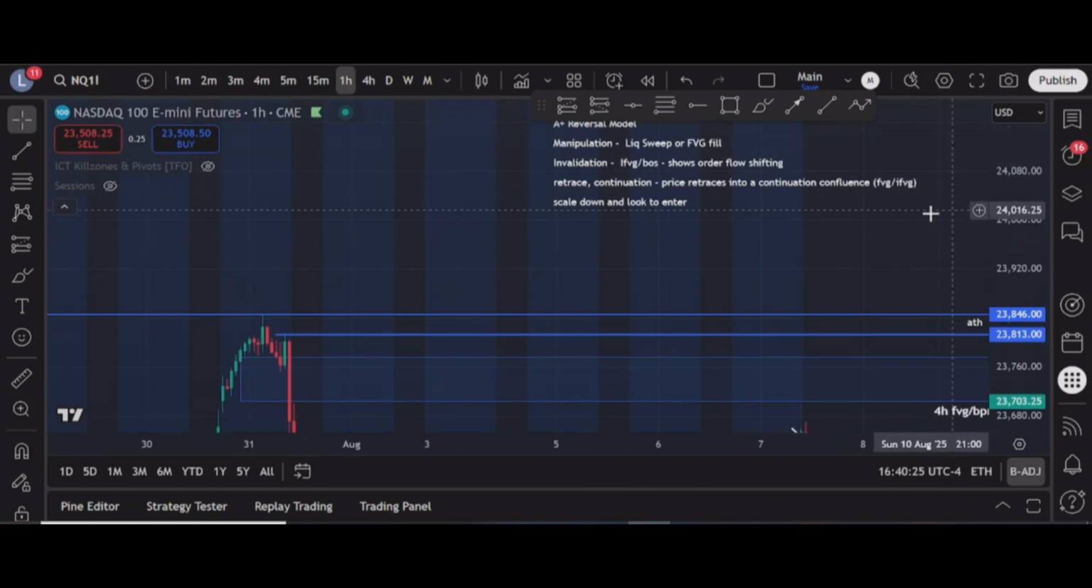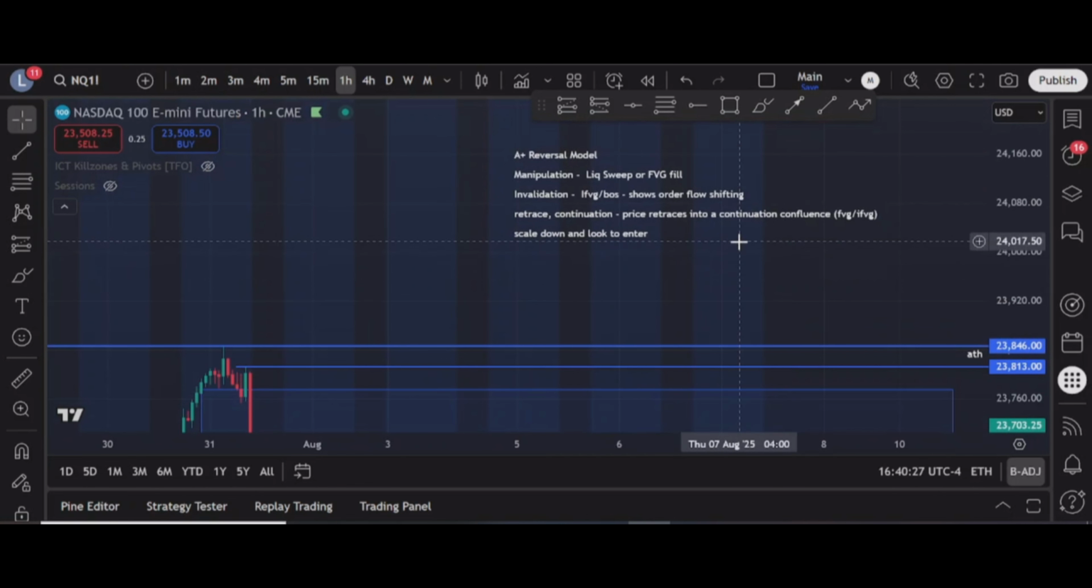The next step is going to be a retrace and a continuation. This is the simplest part. Basically, we're just looking for price to retrace into a continuation confluence, and a continuation confluence is just going to be like a fair value gap or an inverse fair value gap, and then you're going to scale down and look to enter. This isn't specifically on the time frames, but just the method itself. This is an easy model for reversals.